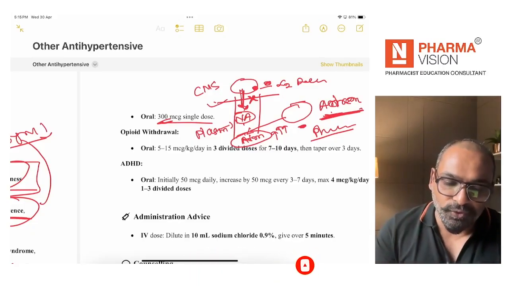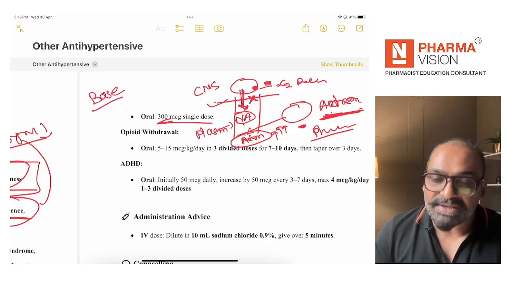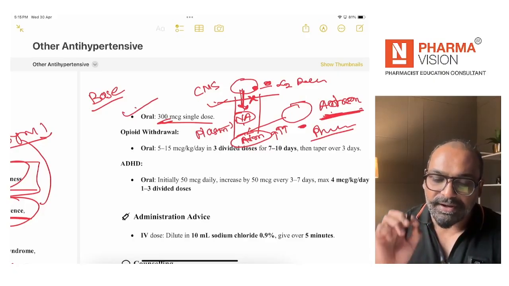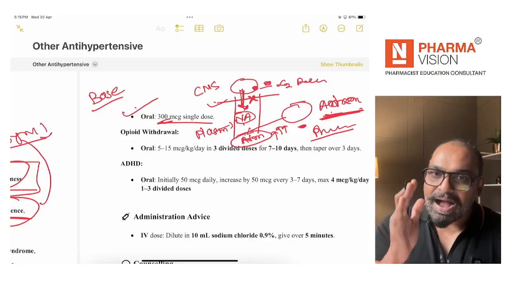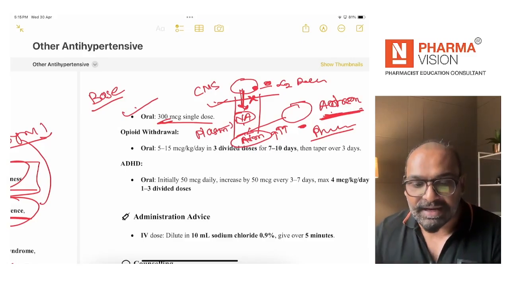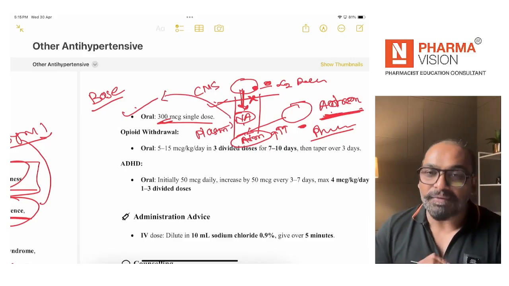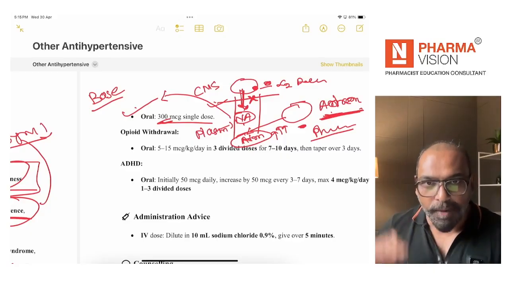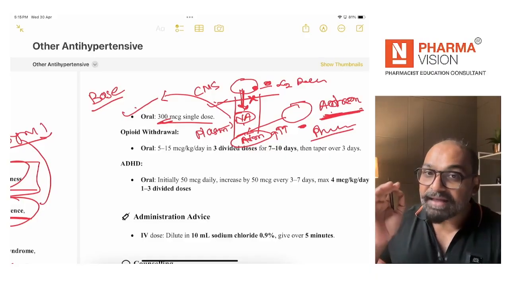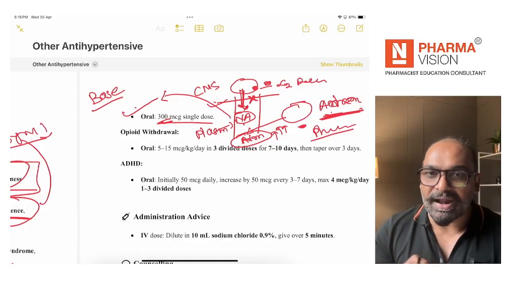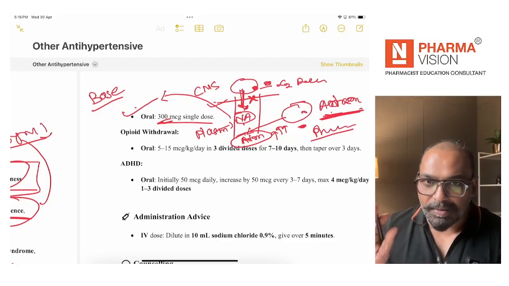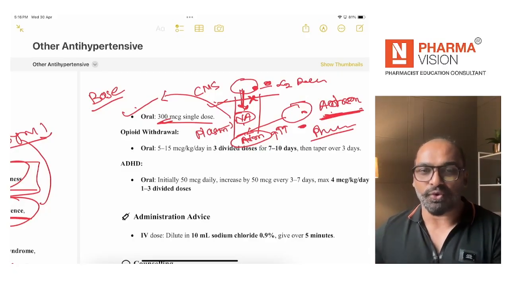First of all, we have to take the baseline noradrenaline level in plasma. Then we give clonidine 300 microgram in a single dose. After 4 to 6 hours, we again take the level of noradrenaline. If noradrenaline levels drop significantly, that means the majority of noradrenaline is coming from the central part, not from the adrenal part. That means the patient is not suffering from pheochromocytoma.